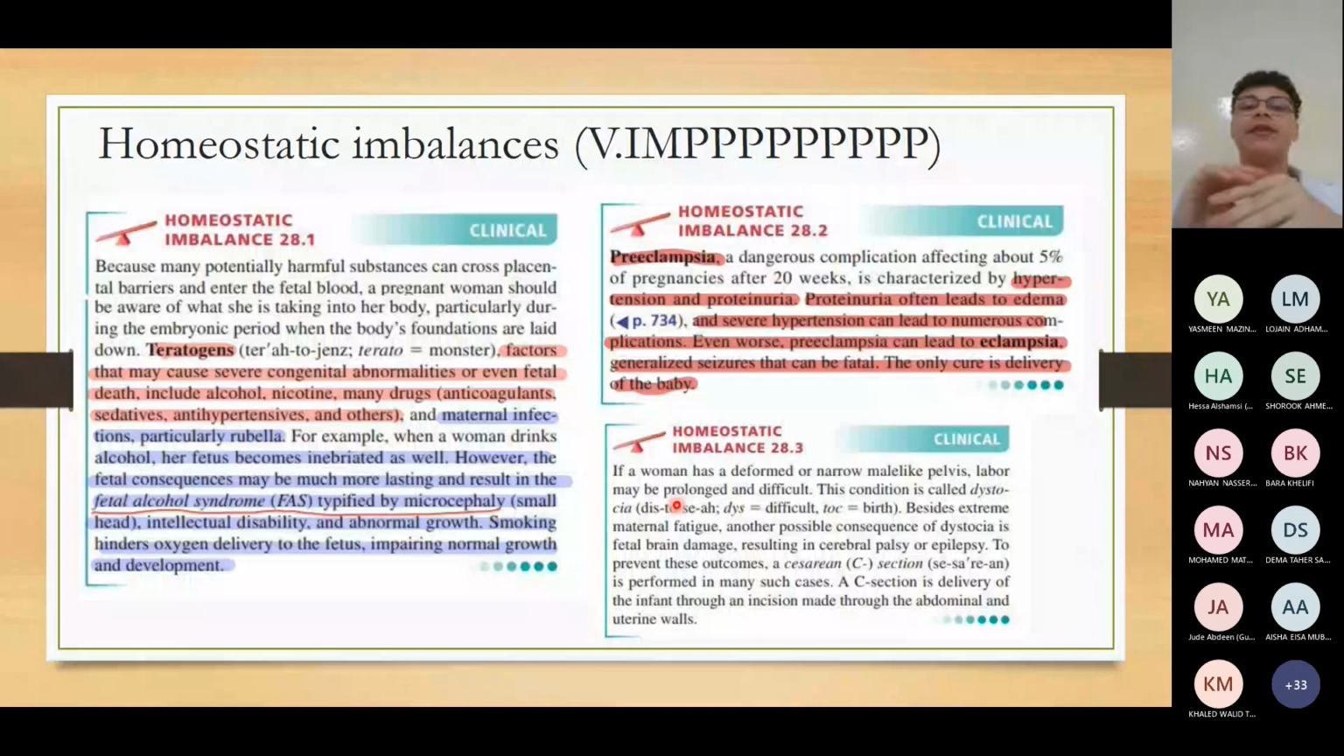Homeostatic imbalances. In this chapter, I have a question regarding urine. You said that, or isn't urine stored in the amniotic fluid? No. Okay.